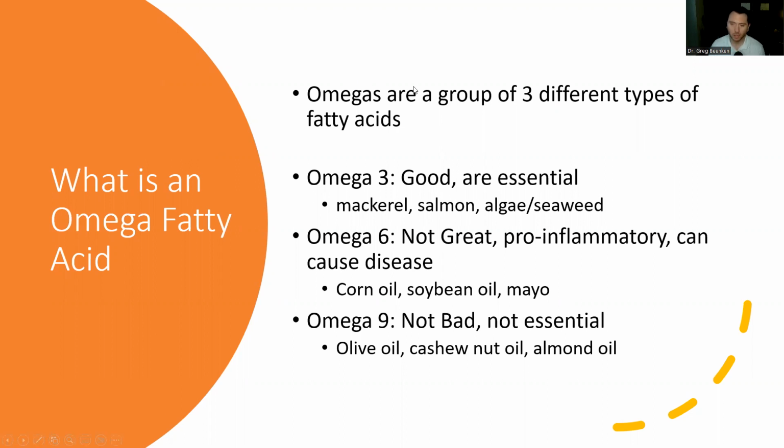So to begin, omegas are actually a group of 3 different types of fatty acids. You have your omega-3, which is good. That's commonly associated with fish oil. You have an omega-6, which is not great. It's actually connected to causing disease. Those are going to be more of your vegetable oils or your seed oils that are used for frying foods. That's definitely something we know, that fried food isn't good for you, and it's rooted in omega-6s. It actually causes inflammation in the body, which isn't good.